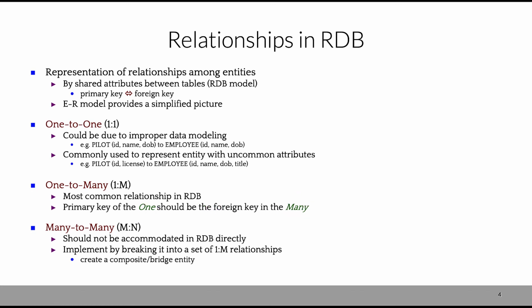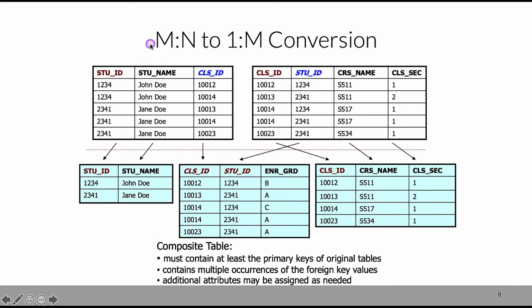Many-to-many is a different type of relationship and should not be represented in a relational database directly. It should be implemented by breaking it into a set of one-to-many relationships, which are, as we mentioned, the most common relationship. So we should be creating a sort of composite bridge entity. This is an example of many-to-many conversion to one-to-many.